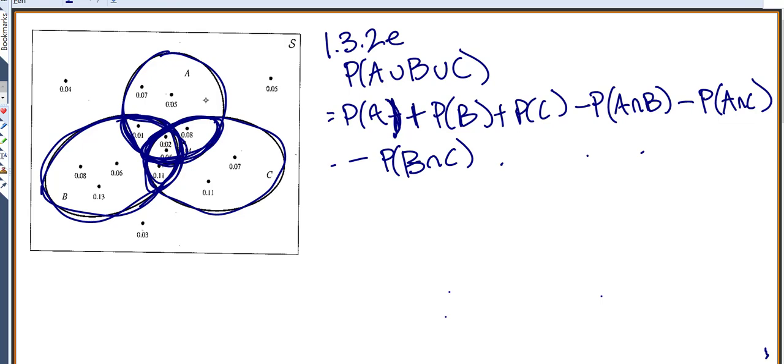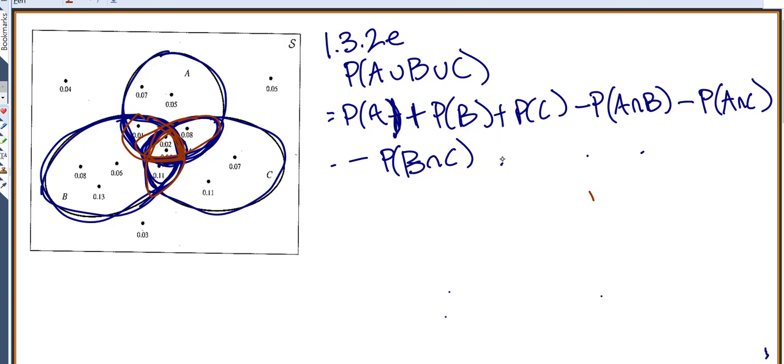But now you might have noticed here, what happened to this triangle in the middle? This triangle right here. Well, first of all, when we added it up, it was in A, it was in B, it was in C. Okay? So we added it 3 times. Then it was in this one when we subtracted. So we subtracted it once. It was here when we subtracted, so we subtracted it twice. And it was in here, so we subtracted it again.